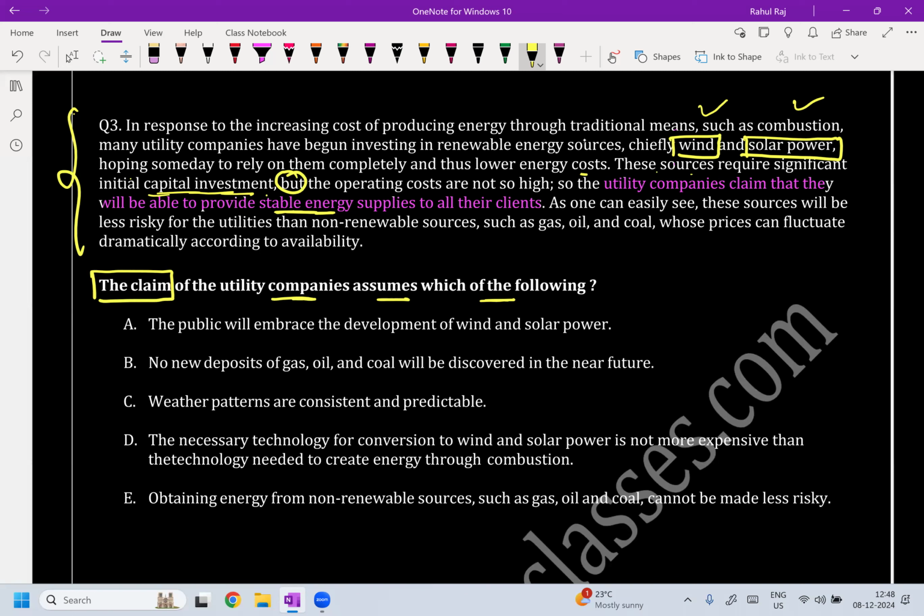I want to explain, but if I explain it all now, you people will go mad. Slowly and gradually, we'll do this. But the operating costs are not so high. They are saying that there is an initial significant capital required, but the operating costs are not high.